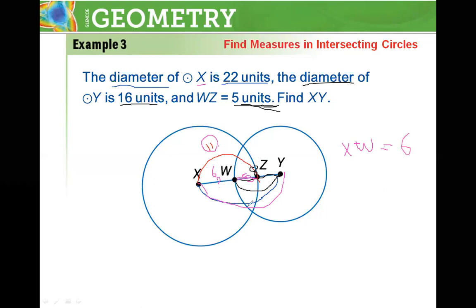In the same way, I'm going to the small circle. In the small circle, the whole radius length is 8, and this part is 5. What about YZ? Mazen?